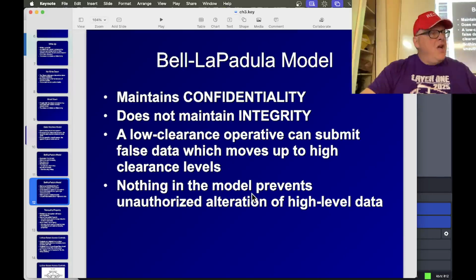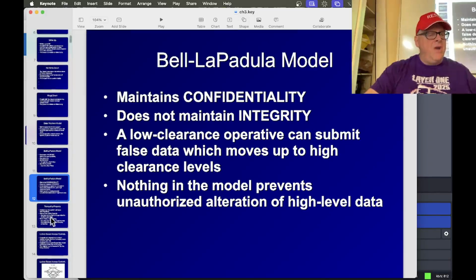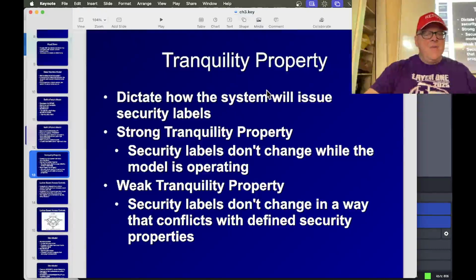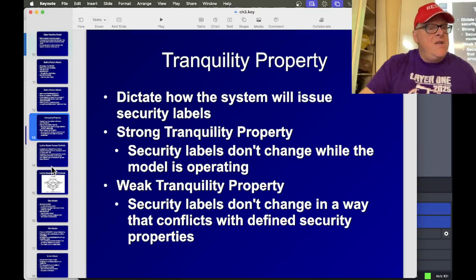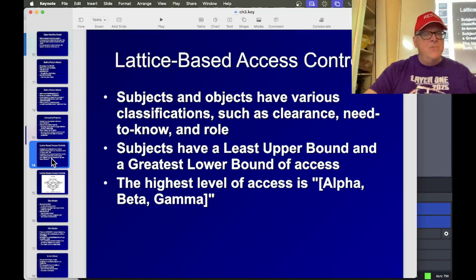It has confidentiality, but this is how they discovered that confidentiality is not all you need to be secure. You also need integrity, which means the data is not being altered by unauthorized people. So there's a tranquility process and a weak tranquility, which is just another way of describing how the system is going to maintain its security state as it is used.